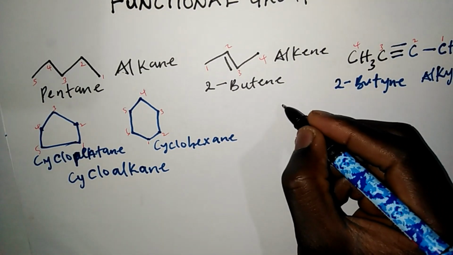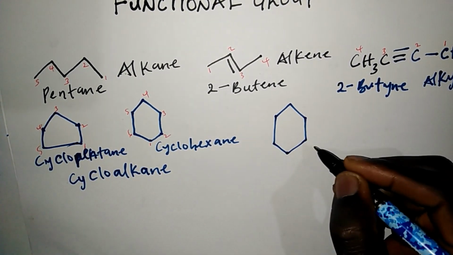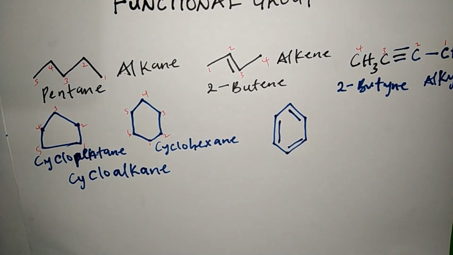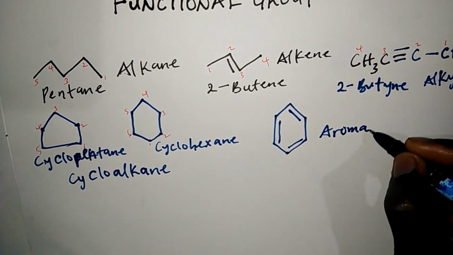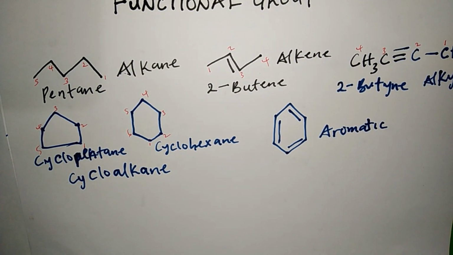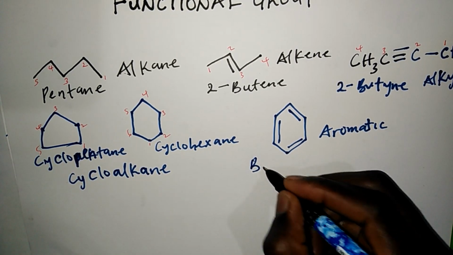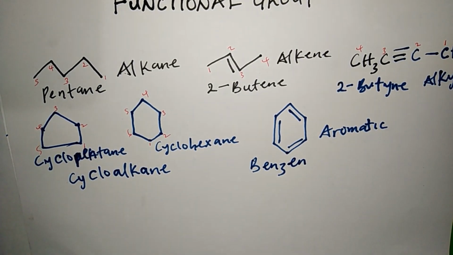Now, what if you have a compound with alternating double bonds? How do you call this particular functional group? This functional group is referred to as an aromatic ring. A functional group with alternating carbon double bonds is an aromatic ring. This particular aromatic ring is referred to as benzene. You're going to be seeing a lot of this benzene in your chemistry course.